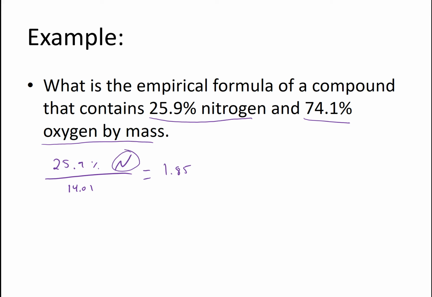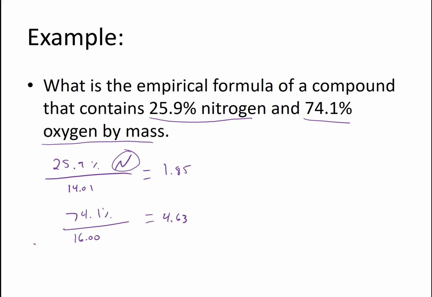I'm going to do the same thing for oxygen. I'm going to go 74.1% over 16.00, and that gives me a value of 4.63. All right, so I've done step one. I've divided the percent composition for the element by the mass of that element.